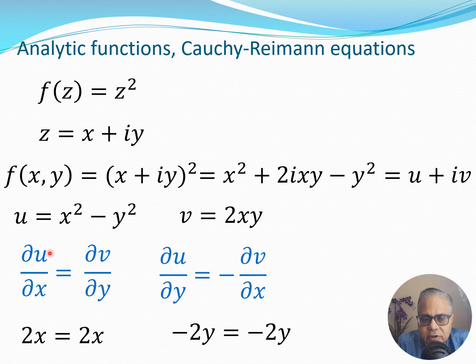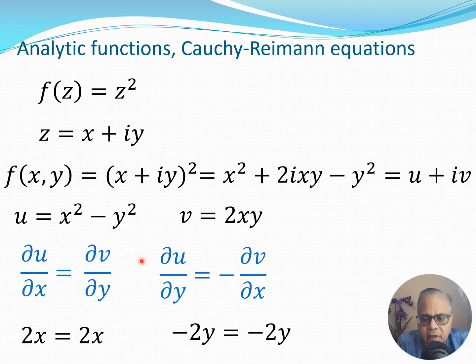These equations tell you that du by dx is dv by dy, and du by dy is minus dv by dx, if you have a function f(z) defined as u plus iv. So we can now plug in these values and check these partial derivatives. We remember that if you differentiate u with respect to x, you would have 2x on this side, and v with respect to y, you would have 2x again.